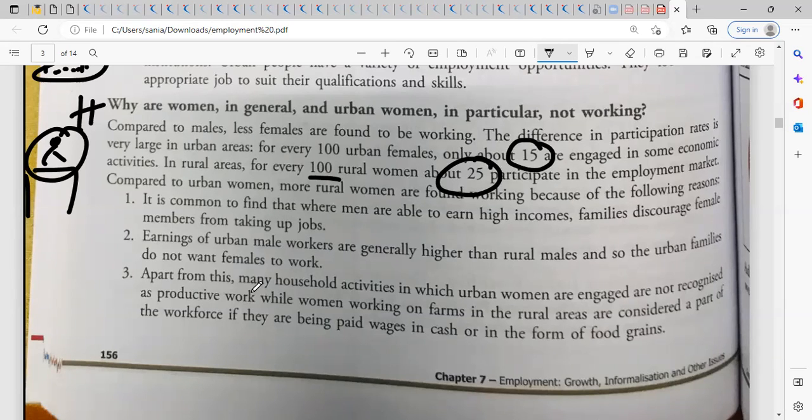Okay. And apart from this, many household activities in which urban women are engaged are not recognized as productive work, while women working on farms in rural areas are considered part of the workforce if they are being paid wages in cash or in the form of food grain.